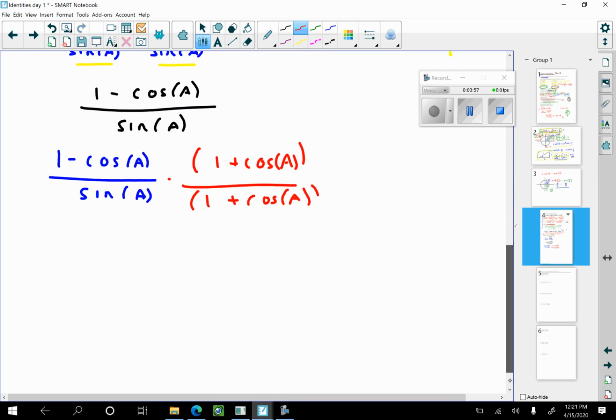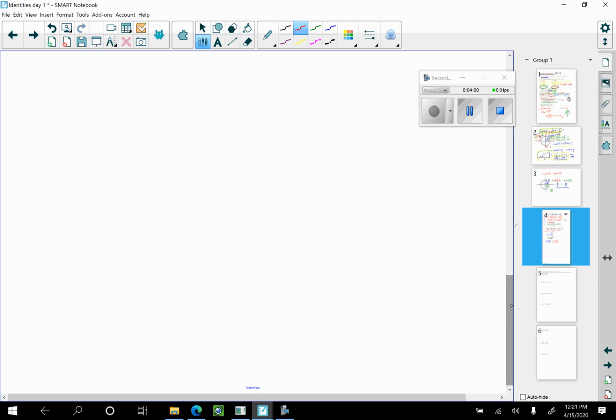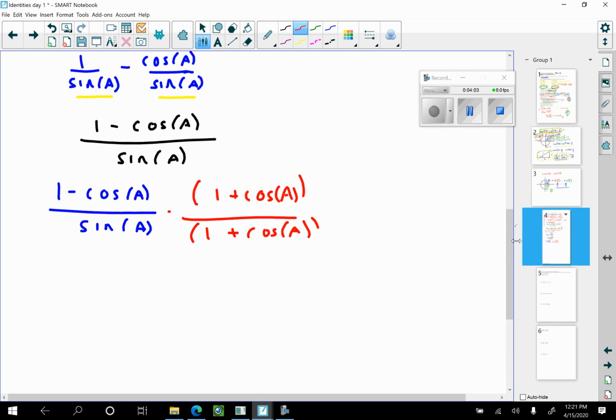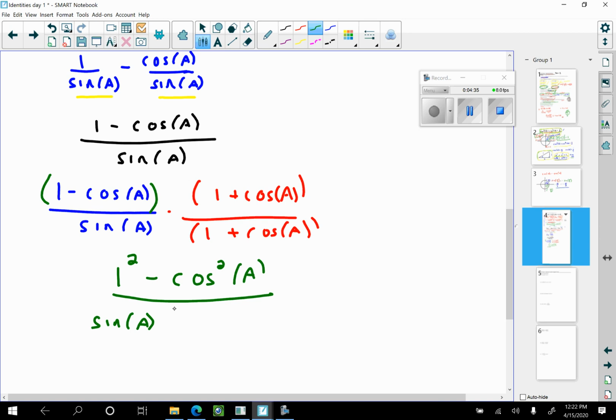If I do that, and now if I look at the top very carefully, this is 1 minus cosine times 1 plus cosine. This is the product of conjugates. This will be 1 squared minus cosine squared A. This is the difference of squares. And then the bottom, I'm just going to leave that. I'm not going to multiply that out. I could, but I'm not going to. Why? Because I know where I want to go.